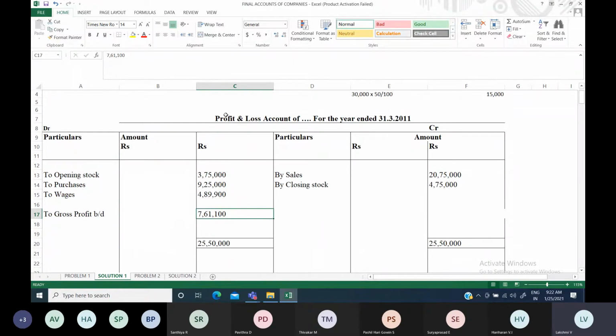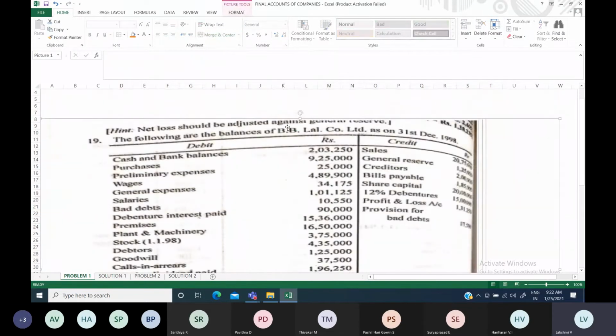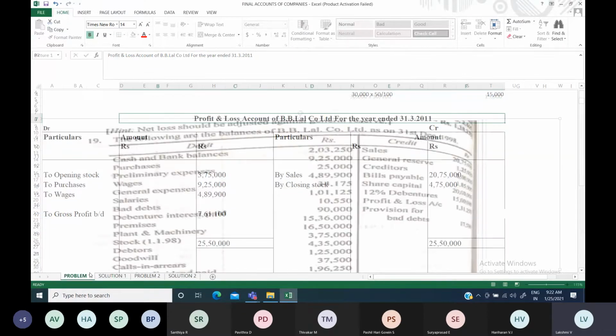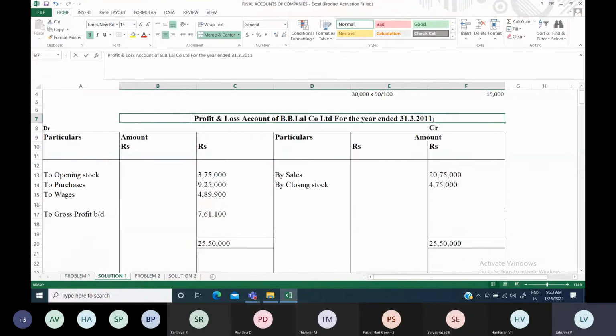So what are the details? First of all, you have to write out the heading: the person's name or the company's name. For a sole proprietorship business, the name of the person will be given. Here the company's name will be given to you, BB Lal Company. If a company's name is given to you, you better mention the company's name, BB Lal Company Limited. Then the year also has to be mentioned, so 31st December 1998. That date has to be mentioned.